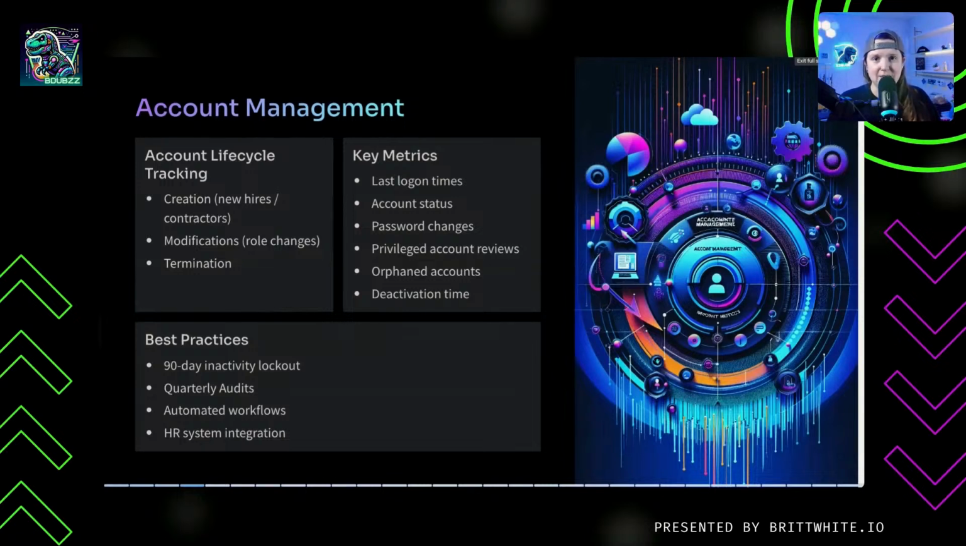By monitoring these metrics like last logon times, account statuses, and password change dates, we can identify and address any security risks. We track essential indicators such as percentage of privileged accounts reviewed quarterly, number of orphaned accounts detected, and average time to deactivate terminated employee accounts. When we spot an account that hasn't logged in for 90 days, we immediately flag and lock it. Our best practices include quarterly account audits, automated deactivation workflows, and seamless HR system integration to maintain tight security controls.